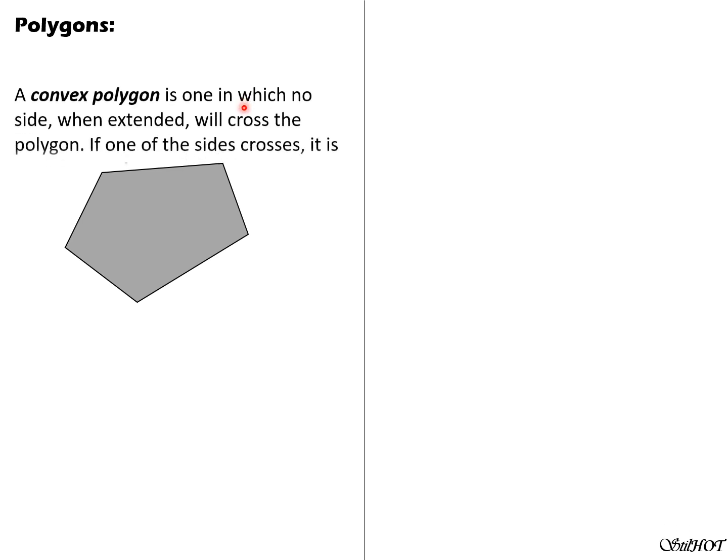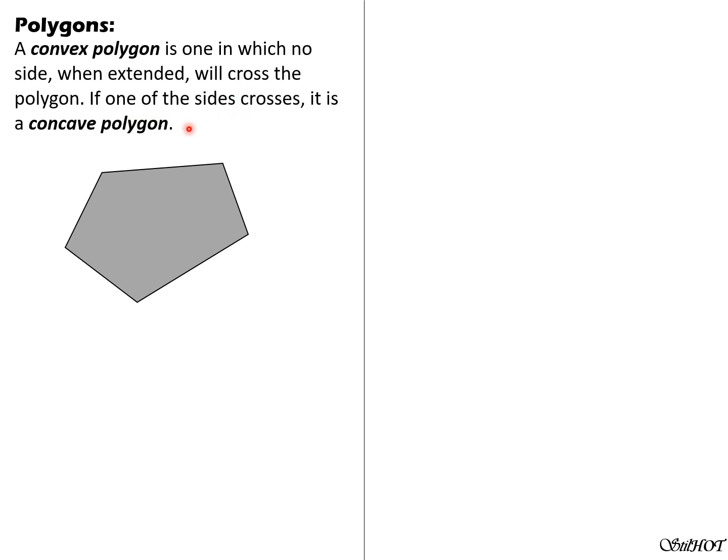So to continue, this is plane geometry 2 part 2. Let's discuss here polygons. We define a convex polygon as one in which no side, when extended, will cross the polygon. Then if one of the sides crosses, it is called a concave polygon.